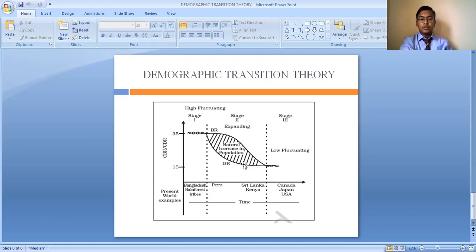So this is the demographic transition theory, and it is the most important theory regarding population, which helps in understanding the population growth of a particular area or a country.